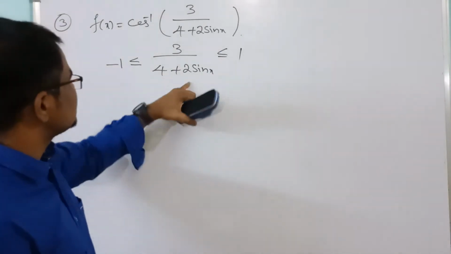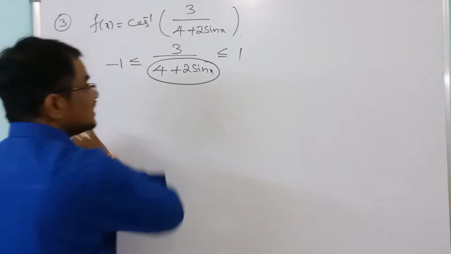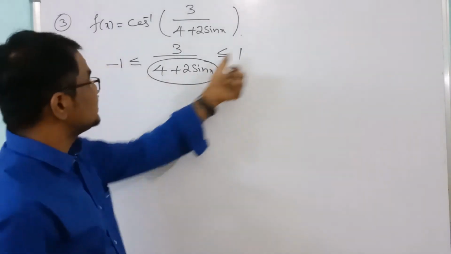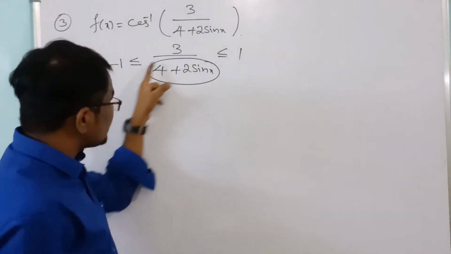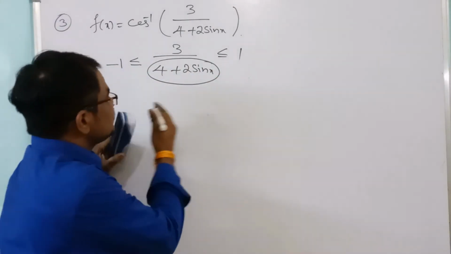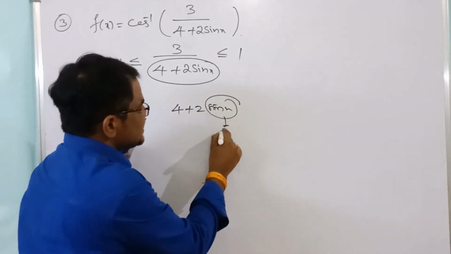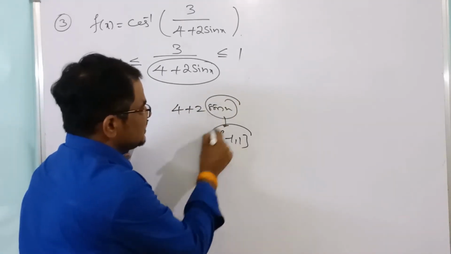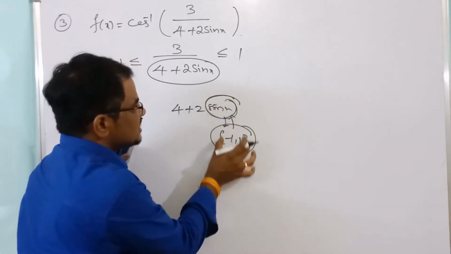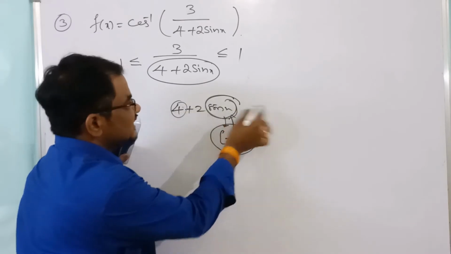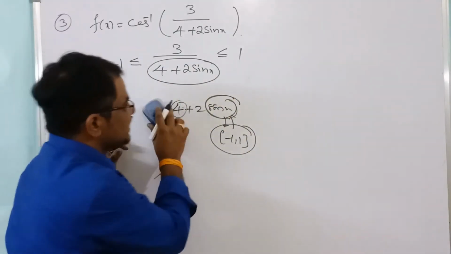Now cross multiplication, because here see it is positive only. When we are multiplying this side and this side, we have to observe whether it is positive or not. See 4 plus 2 sin x. Sin x exists between minus 1 and plus 1. So between minus 1 and plus 1, any value you take in place of sin x, definitely it is positive only, no? So that's why this value is a positive value, greater than 0.